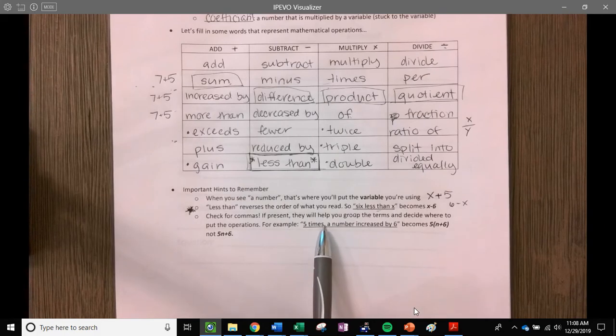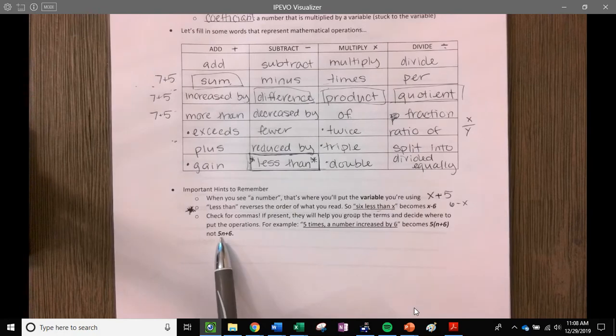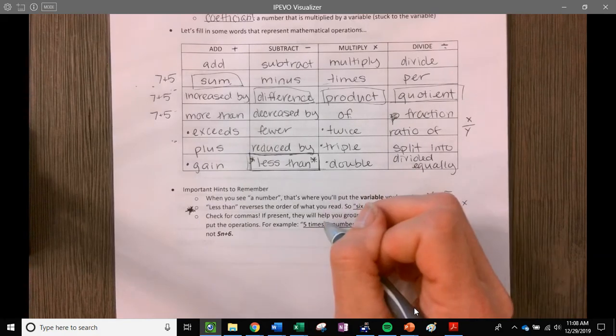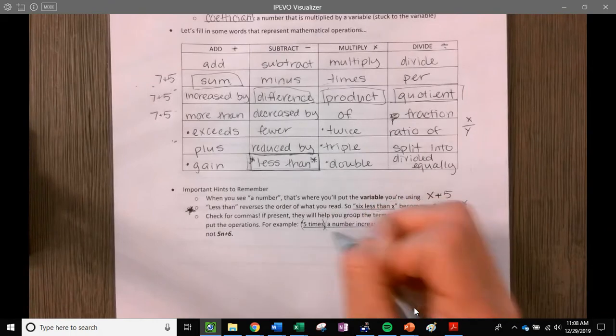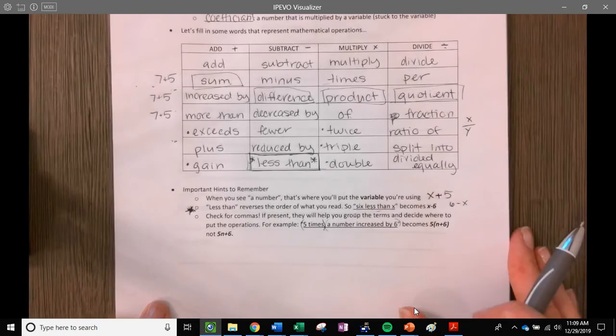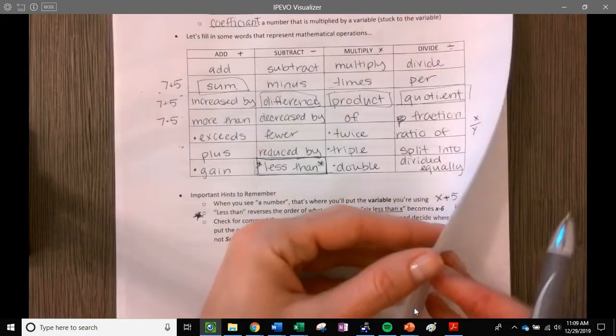If there was no comma here, then you would get 5 times the number plus 6. But because there's a comma, there's a separation there, and 5 times will be its own group, and a number increased by 6 will be its own group, which is what we have here. All right? So let's try some examples. Bring you back down here.